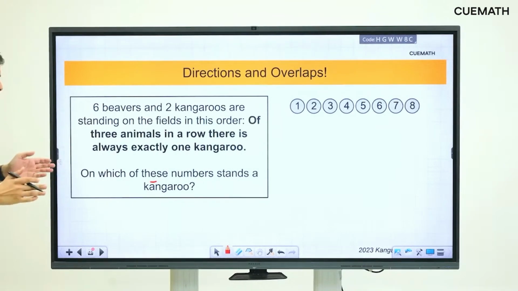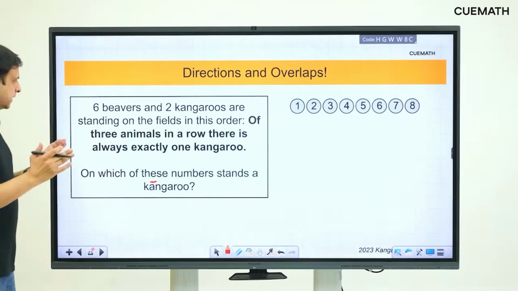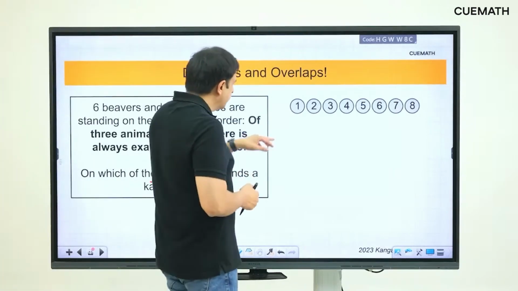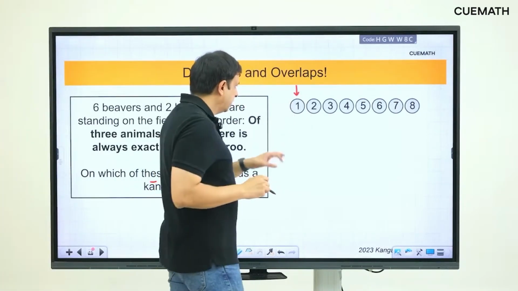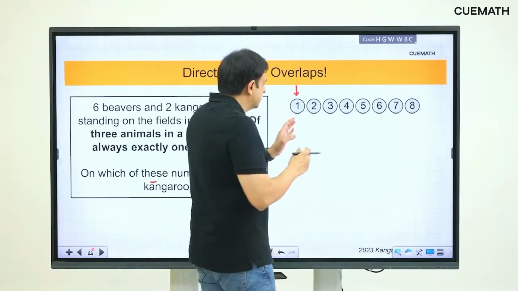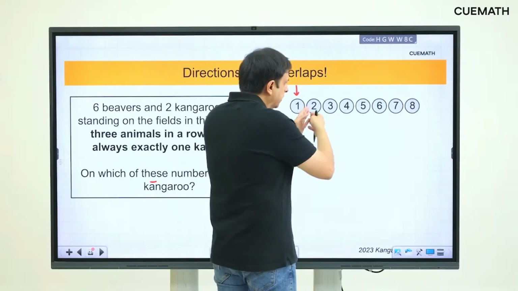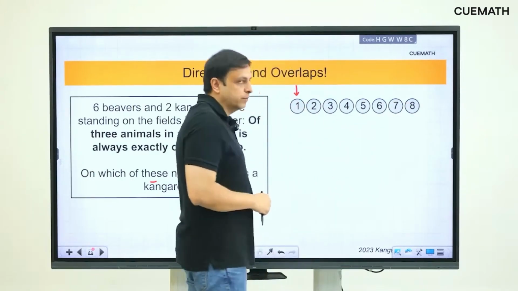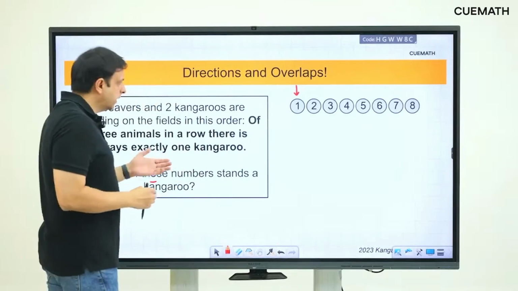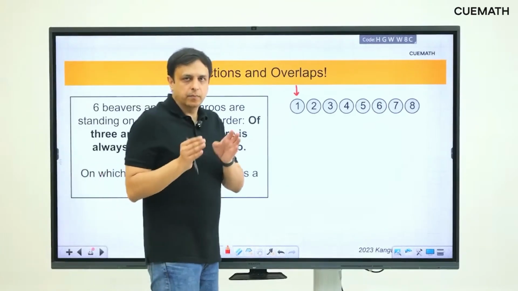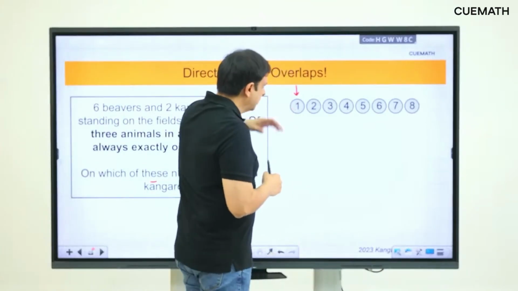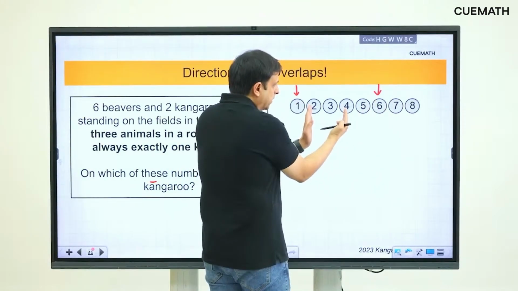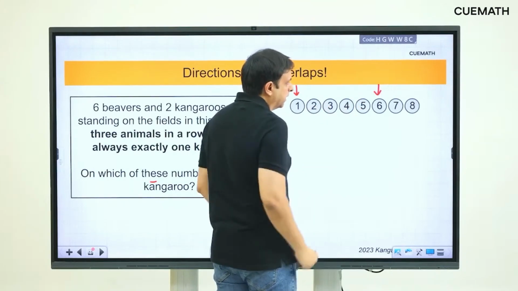So what you want is that if you take any 3 animals in a row, there must be 1 kangaroo among them. Now imagine what happens if you put a kangaroo here. If you put a kangaroo on number 1, then you just have 1 more kangaroo that you have to place somewhere among these other 7 positions, and then you will not be able to get a situation where every row of 3 numbers gives you a kangaroo. So for example, if you put 1 here, and let's say you put 1 kangaroo here, then this row of 3 animals won't have a kangaroo, this row of 3 animals won't have a kangaroo, and so on.